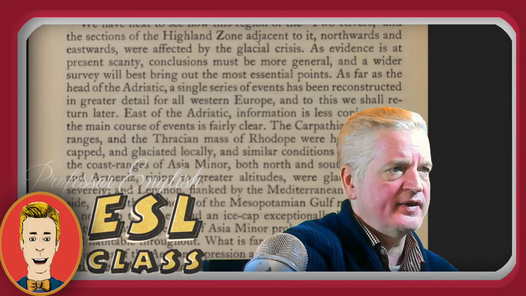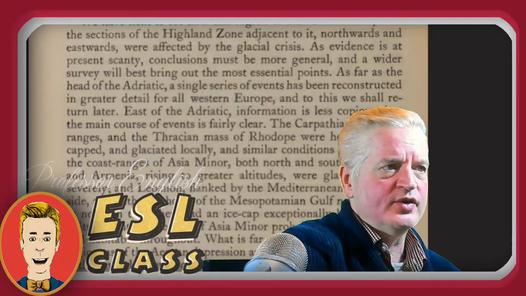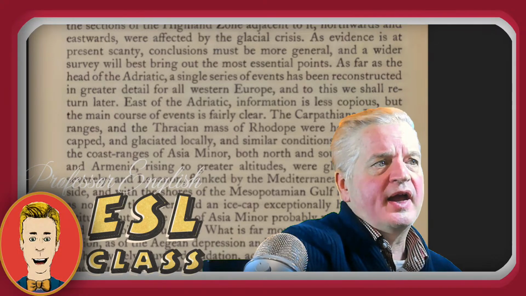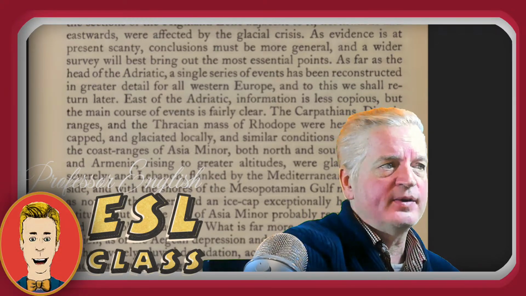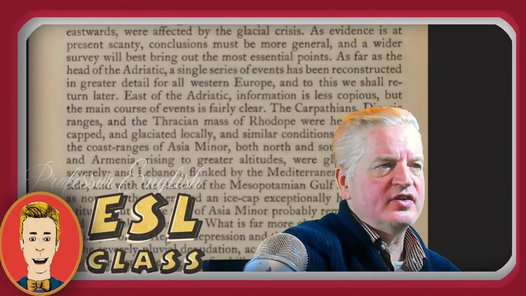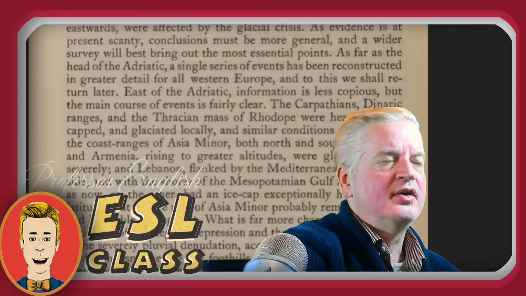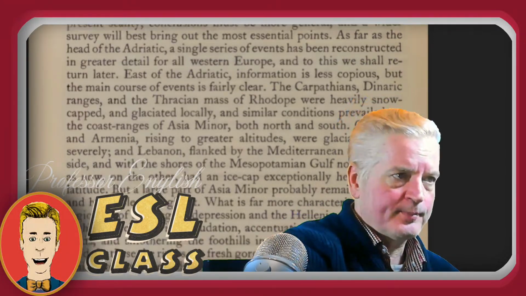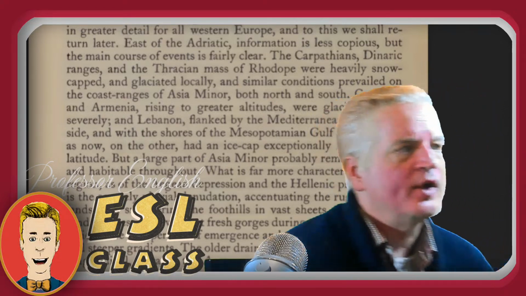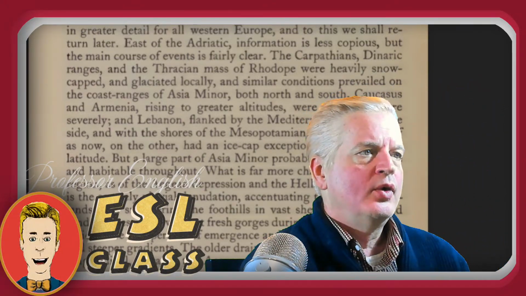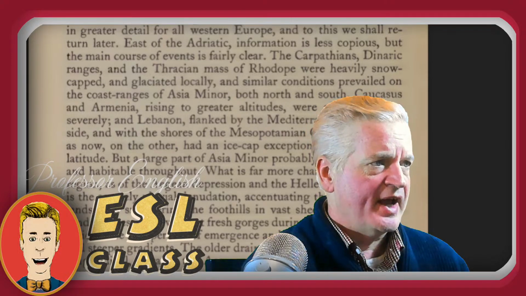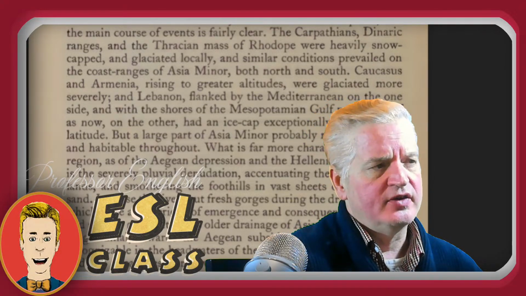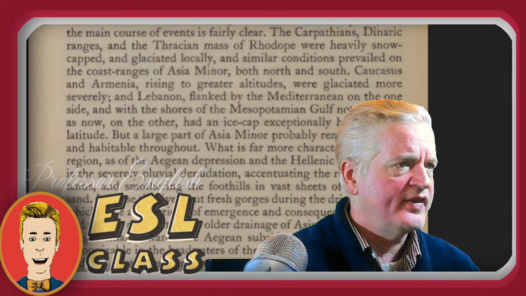of information regarding this. As far as the head of the Adriatic, a single series of events has been reconstructed in greater detail for all Western Europe, and to this we shall return later. East of the Adriatic, information is less copious, so there isn't a lot of information east of the Adriatic about this period. But the main course of events is fairly clear. The Carpathians, Dinaric regions, and the Thracian mass of Rhodope were heavily snow-capped and glaciated locally, and similar conditions prevailed on the coast ranges of Asia Minor, both north and south.